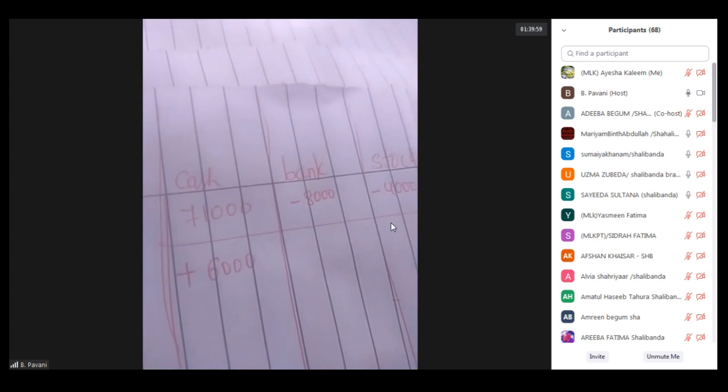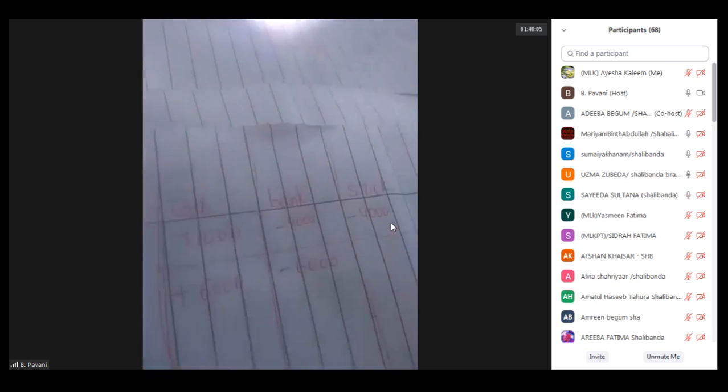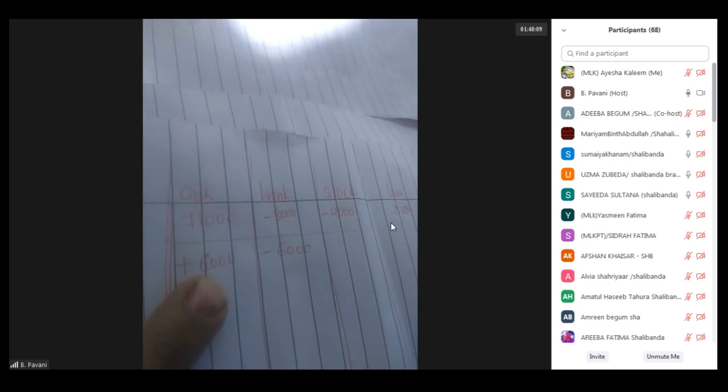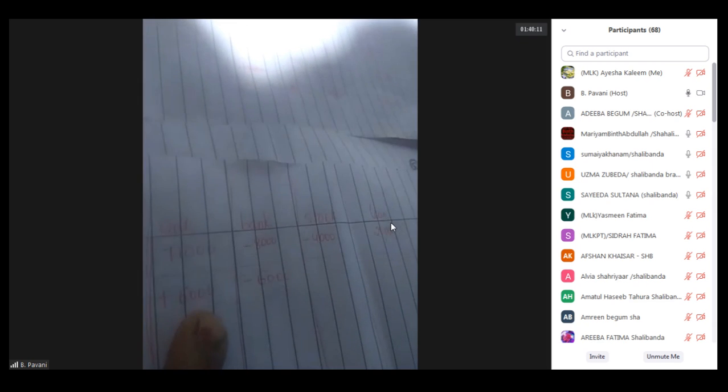And the bankers are giving the money, so the bank account is decreasing. That's why I'm writing it under bank as minus 6,000. Any doubt in this? No, ma'am. Cash is coming, that's why cash is increasing by 6,000, so I've written plus 6,000. Bankers are giving the money, so the bank amount is decreasing, so I have written it as minus 6,000. Okay, ma'am.